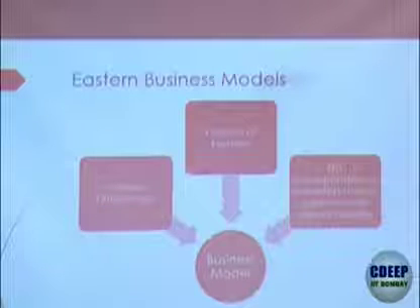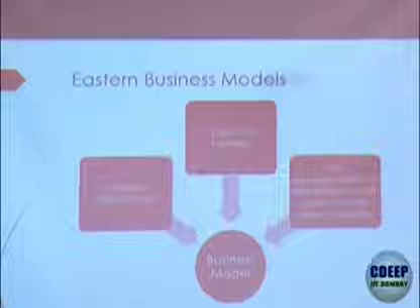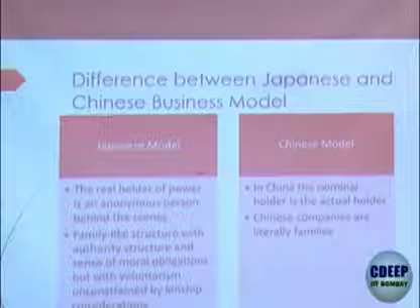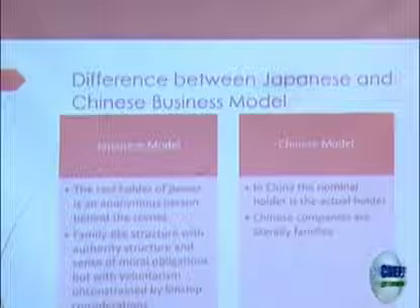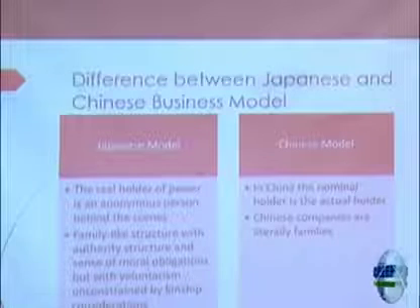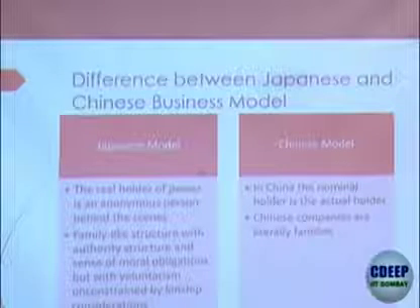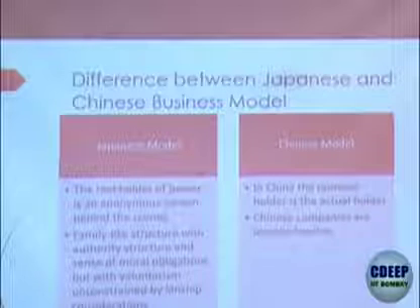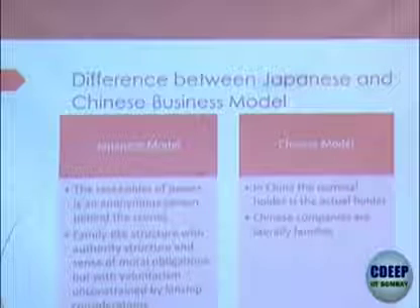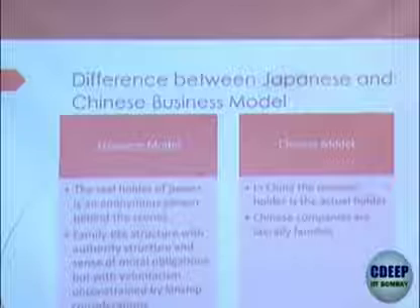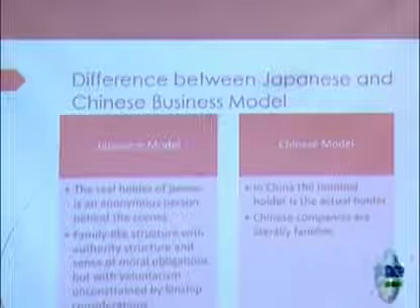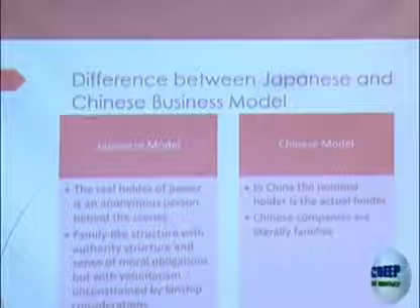We will take the example of the Japanese and Chinese economic models. In the case of the Japanese economic model, it is family-like, where the real holder of power is an anonymous person behind the scenes. So here it's family-like and not literally families, because though there's an authority structure and a sense of moral obligations, it is still with voluntarism unconstrained by kinship.